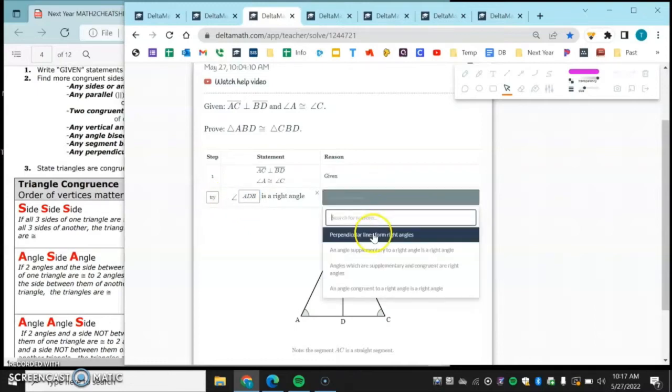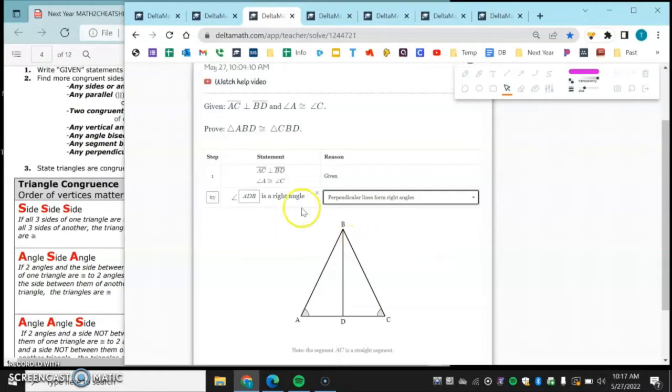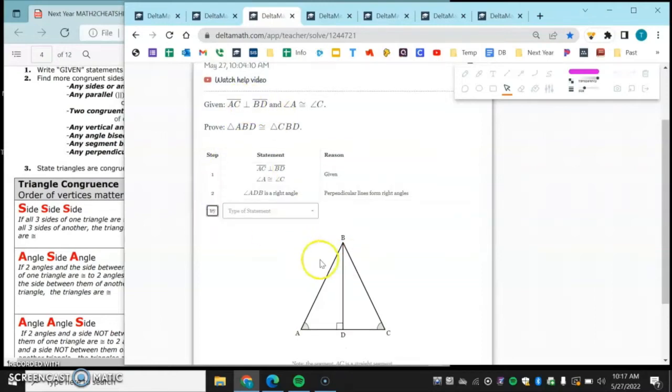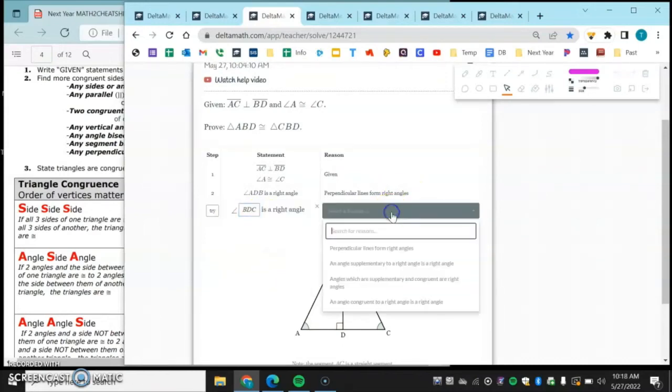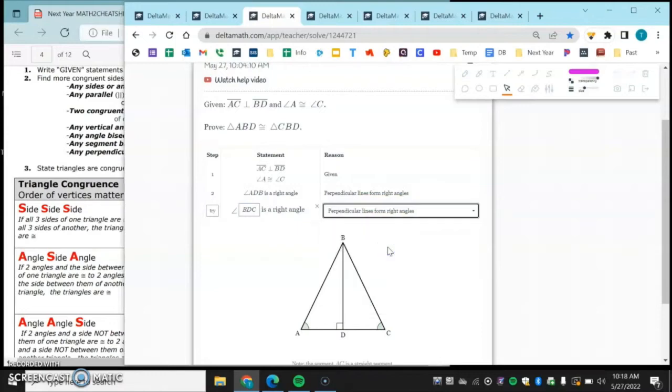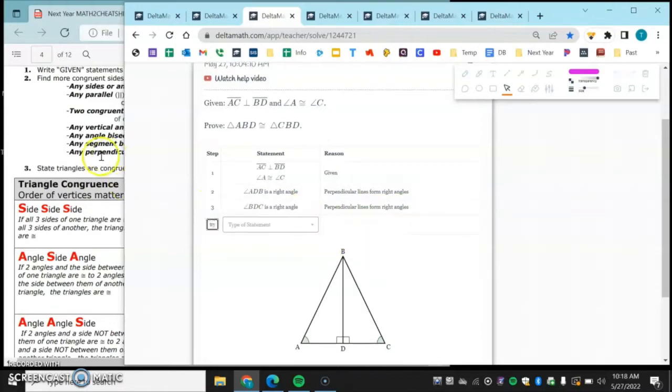The reason we know that is because perpendicular lines form right angles, and the other one is going to be BDC. BDC is a right angle also because perpendicular lines form right angles.